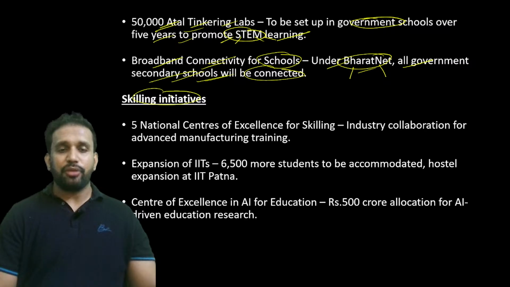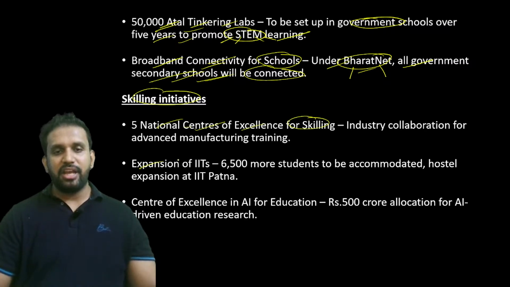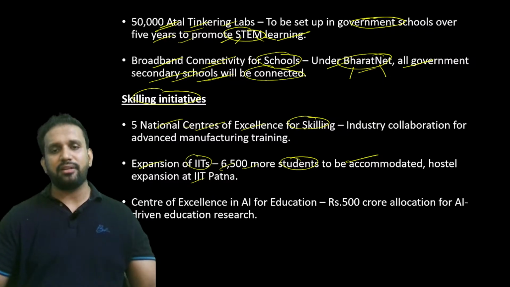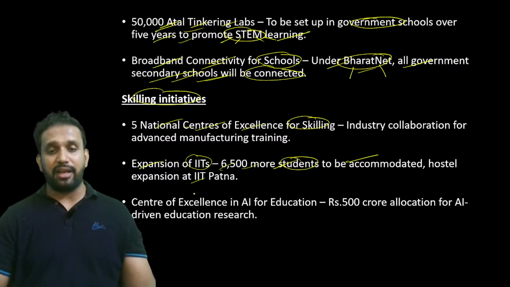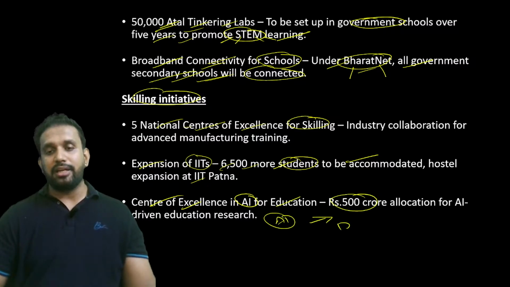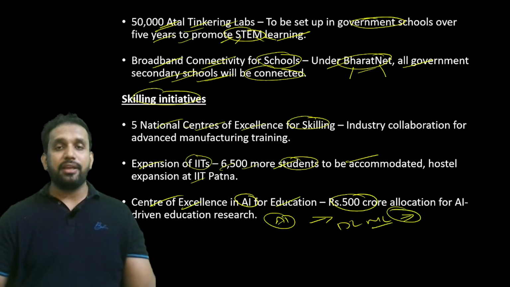Then skilling initiatives: if you see, 5 national centers of excellence for skilling have been established. Expansion of IITs: 6,500 more students will be accommodated in IIT Patna. Patna will get expansion, and 6,500 more students will be accommodated in various other IITs. Center of Excellence for AI for Education, 500 crore. AI is what? The future. You might be aware of this: deep learning, machine learning, AI, robotics, OpenAI. You might have seen ChatGPT. All of these are artificial intelligence. So this is being promoted.